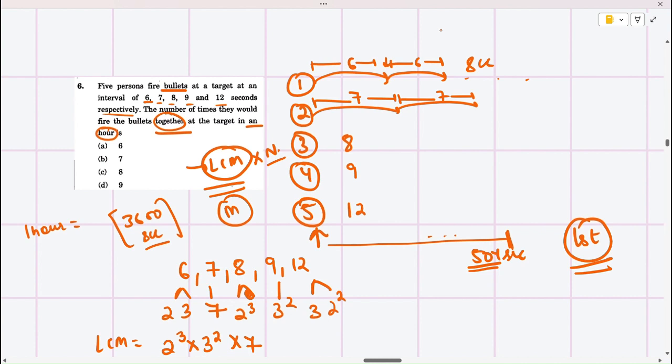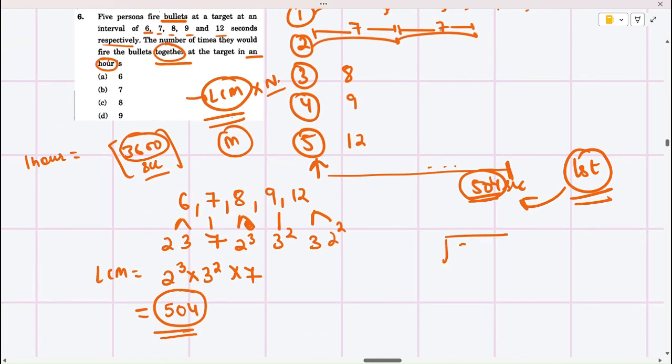That is basically the concept of least common multiple. We discussed this thing previously as well. So it means that first time they will shoot together at the 504th second. But now they are asking that within 3600 seconds, how many times will they shoot simultaneously or shoot together? So we just need to divide 3600 by 504. So this will go 7 times, which will be equal to 3528, and the remainder will be 72.